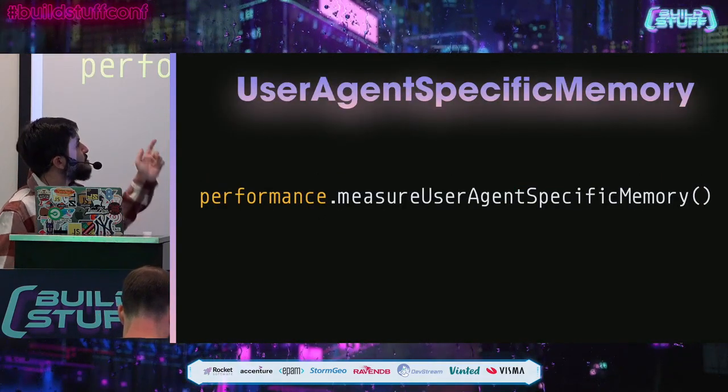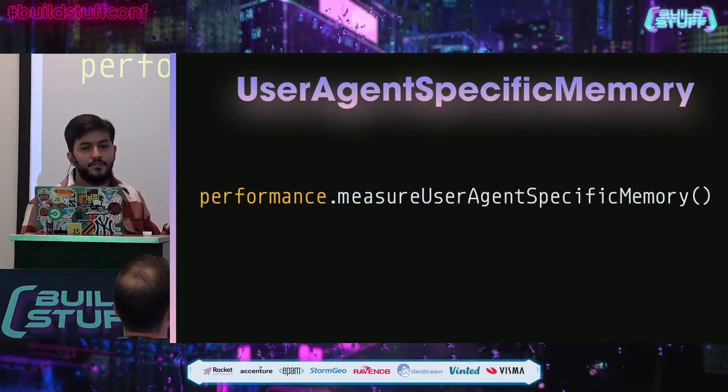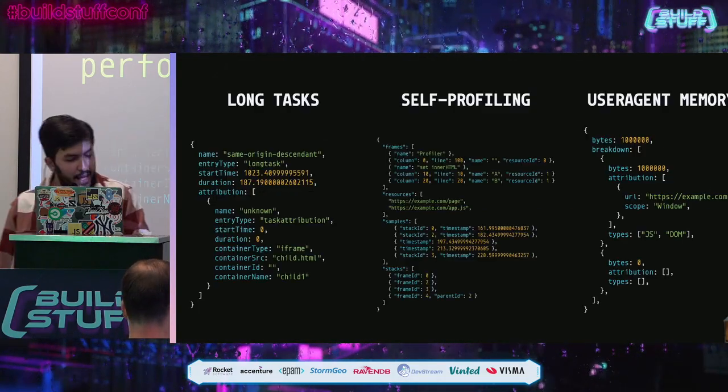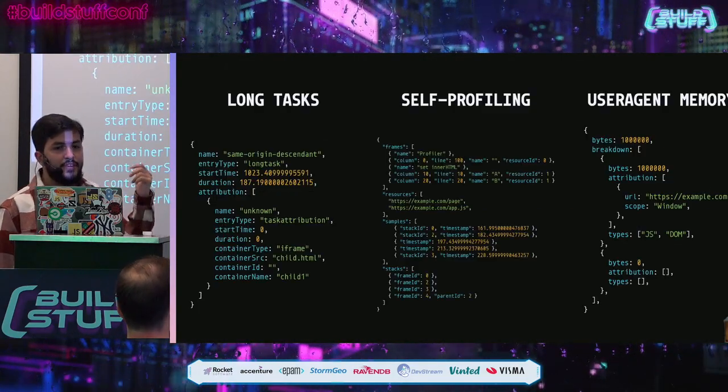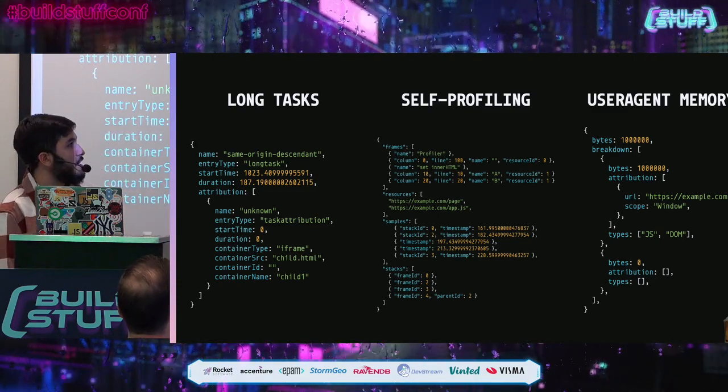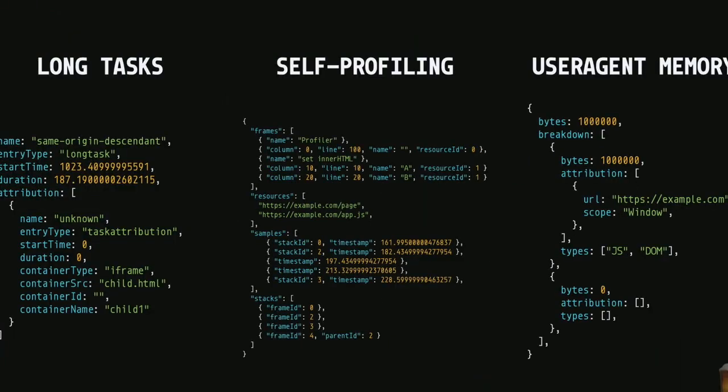And this is how you can use that. It's part of the performance object: you can call performance.measureUserAgentSpecificMemory. And when you combine all three of these APIs, long tasks, self-profiling, and user agent specific memory, you get a serious amount of data about what's happening in your app, and I personally think that's amazing.